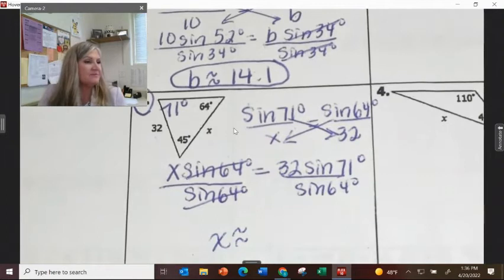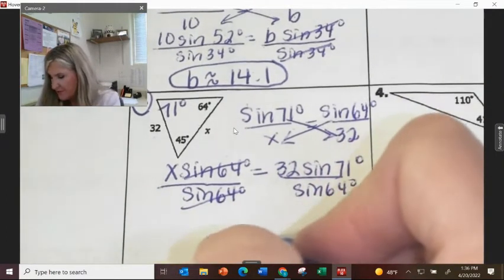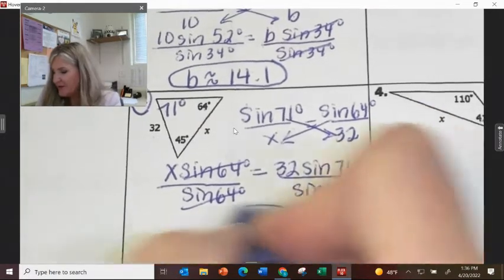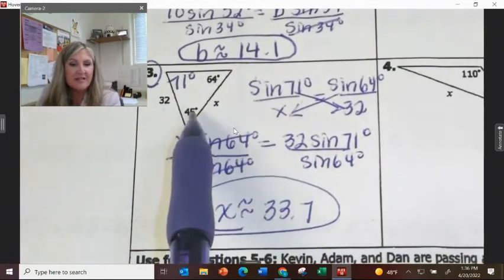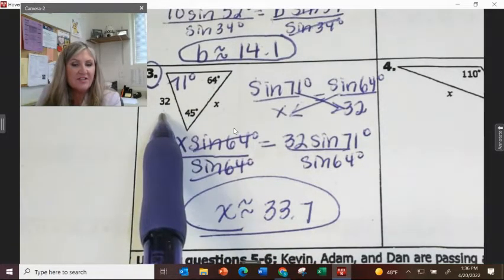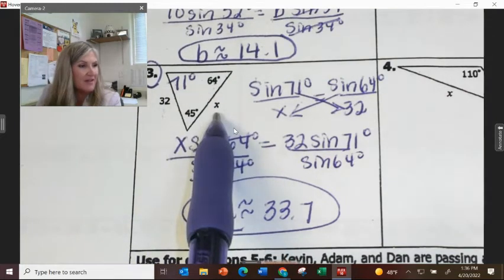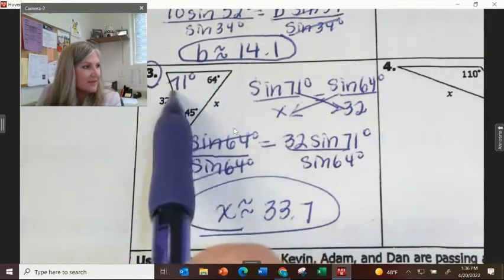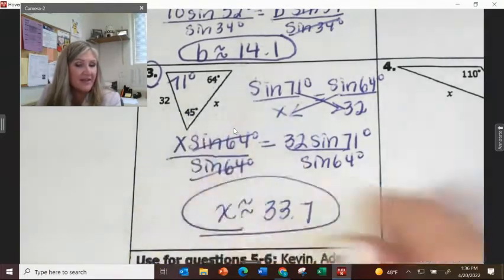Who has it? Jacob? Did anyone else get 33.7? Good. That is correct for that length. We're going to check it and make sure it makes sense. Across from 64 degrees is a length of 32, across from 71 degrees is a length of 33.7. Does it make sense? These angles are pretty close together in size, aren't they? So therefore, these sides should be pretty close together in their length.